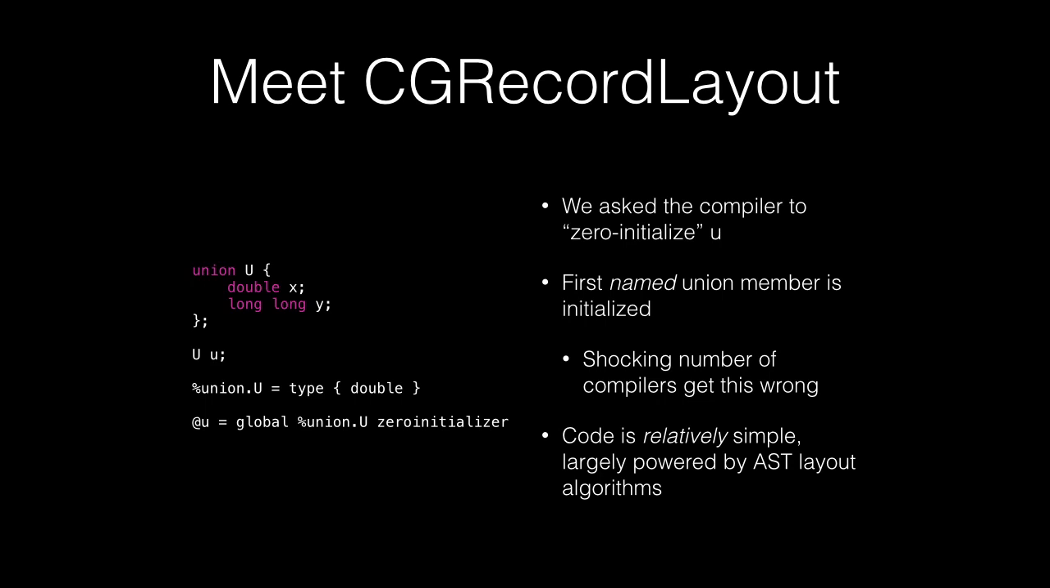Well, it turns out that in C++, the first named union member is the one that gets to be initialized. And it also turns out that almost all compilers get this wrong. And the compilers that get it right are not the ones you would expect.